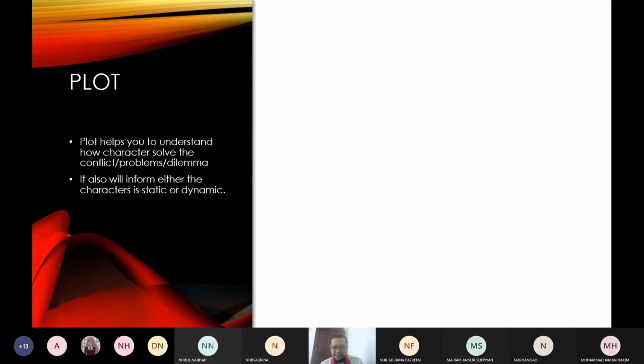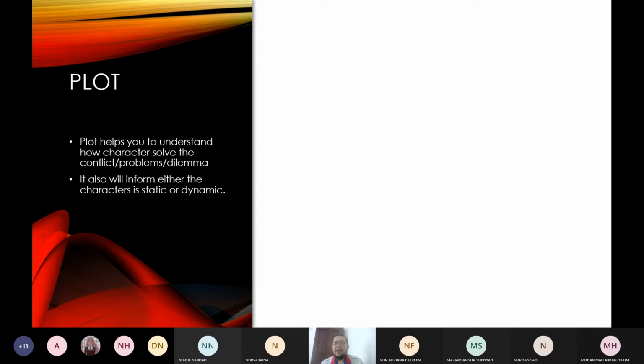Alright, the third thing is kita panggil plot. Plot ni adalah storyline of the short story, and plot help you to understand how characters solve the conflict, problems ataupun dilema. Benda yang sama lah, konflik kadang orang panggil problem, kadang orang panggil dilema, is the same thing. Tapi benda yang mungkin you faham adalah problem. Dalam short story mesti ada problem, mesti ada konflik dan mesti ada dilema. Benda yang sama.